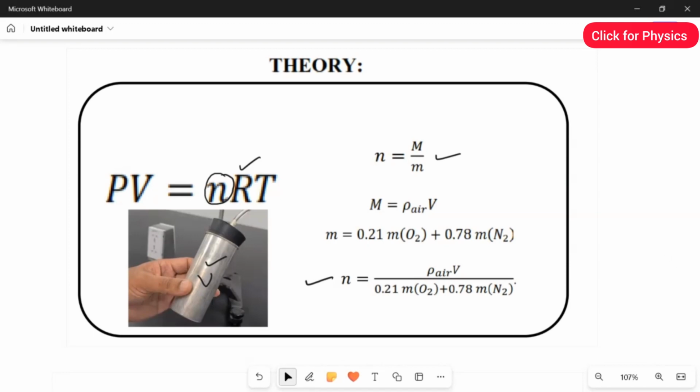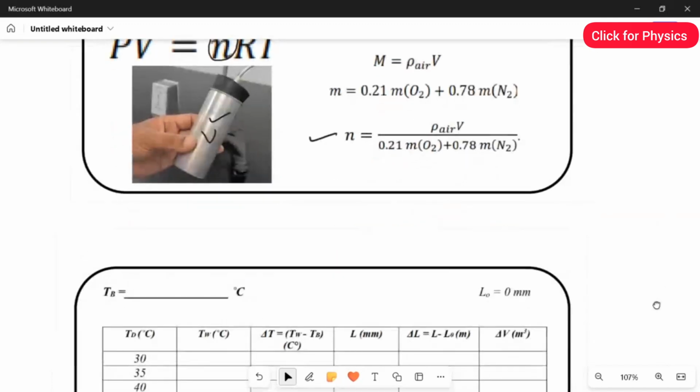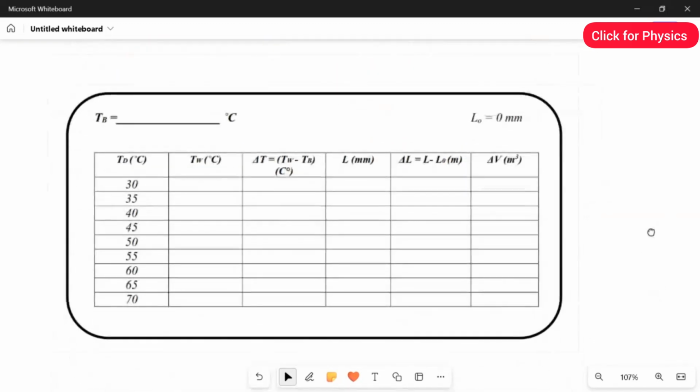Let's see what information is given in the table, because from this table we are going to find the slope by drawing the graph between delta V versus delta T. Here I will show you a separate video. Maybe after I explain these things, you can see the video on how to fill the data in this table.